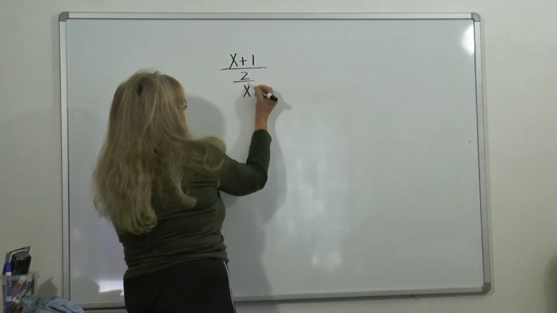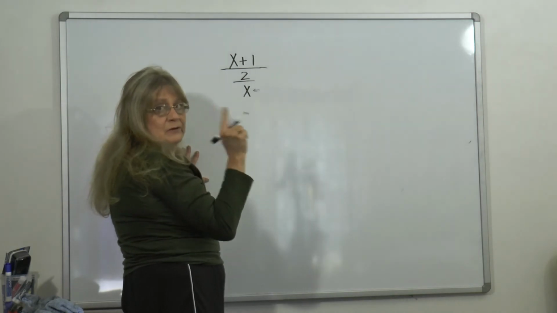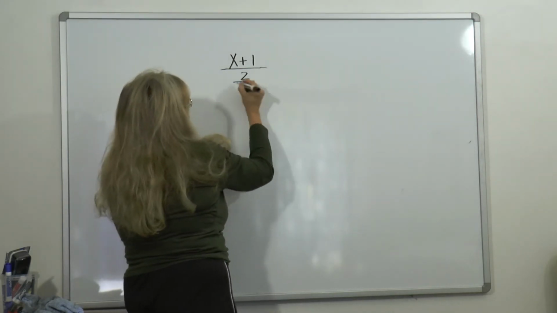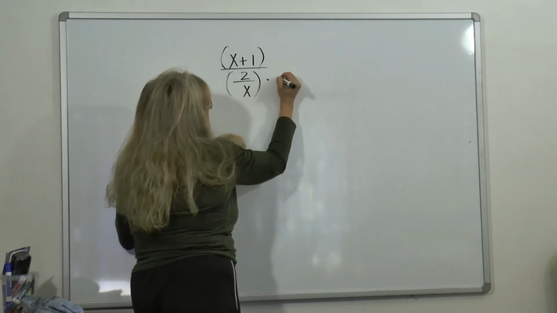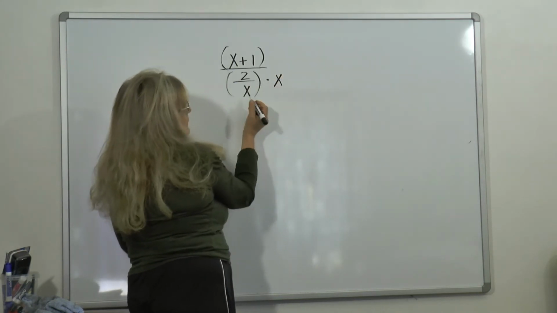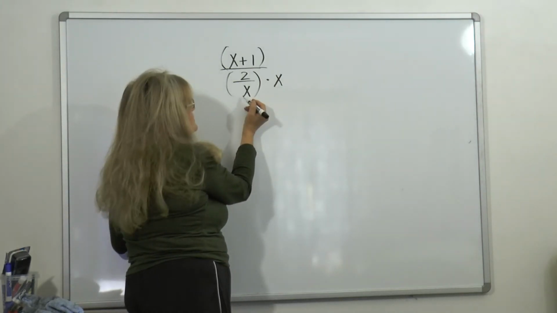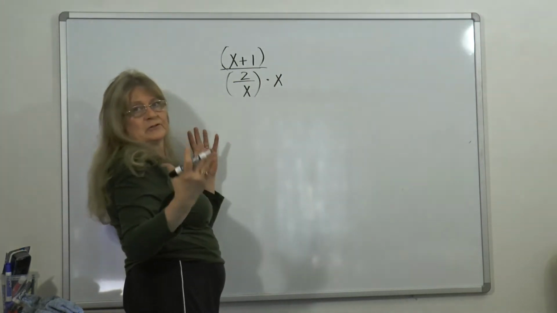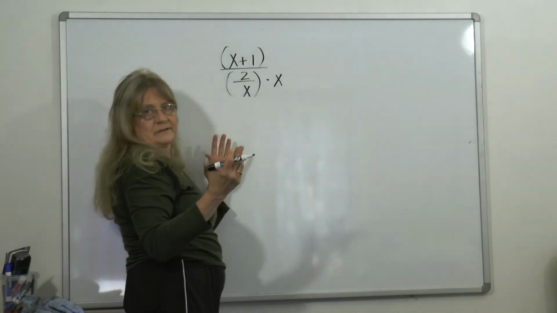So I look at this one, and I look at this little secondary denominator. That's what I want to eliminate. Now, I'm big on parentheses. If I were to multiply this by x, what would happen? Those x's cancel, and I lose that little denominator. But I can't just arbitrarily start multiplying stuff by something.